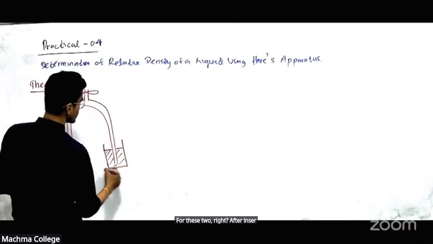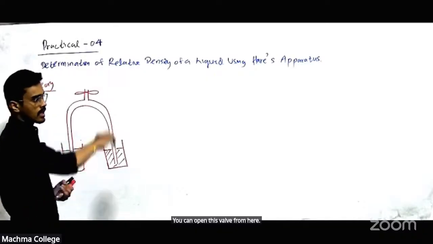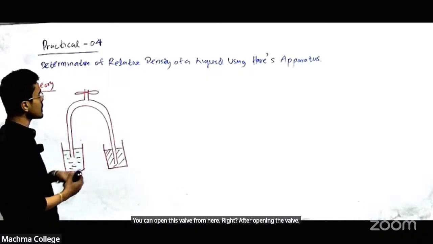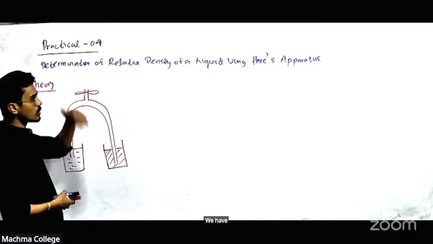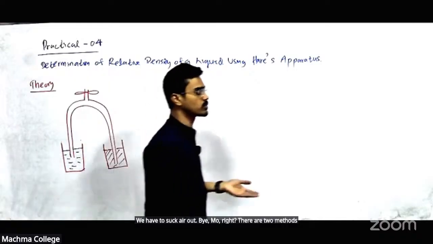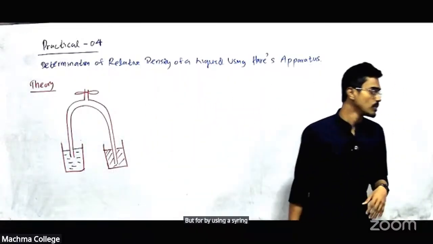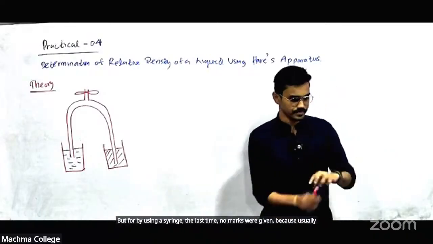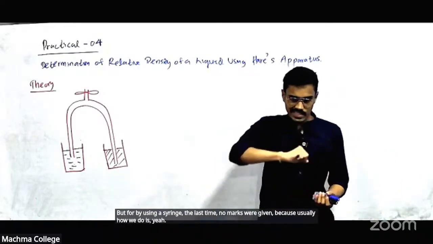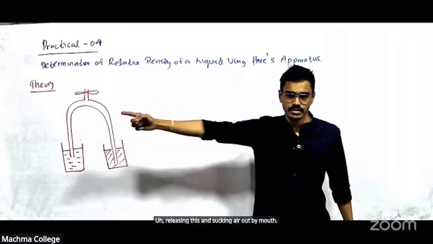After inserting the liquid, we can open this valve from here. After opening the valve, we have to suck air out by mouth. There are two methods, by mouth or by using a syringe. But for using a syringe, the last time no marks were given, because usually we release this and suck air out by mouth.